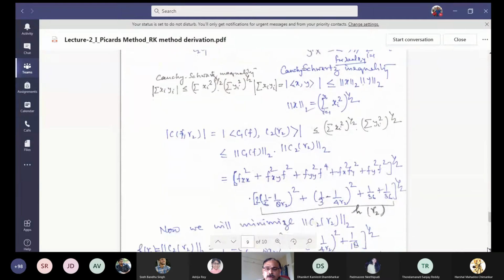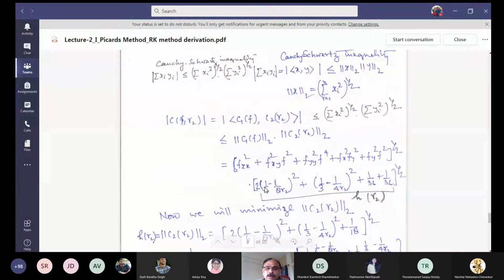That's it, just to show that. So it is 2 times 1 by 6 minus 1 by 8 gamma 2 whole square plus other terms square. 1 by 6 square is 1 by 36, so there are 2 times. So it is 1 by 36 plus 1 by 36 whole to power half. Up to this it is clear?